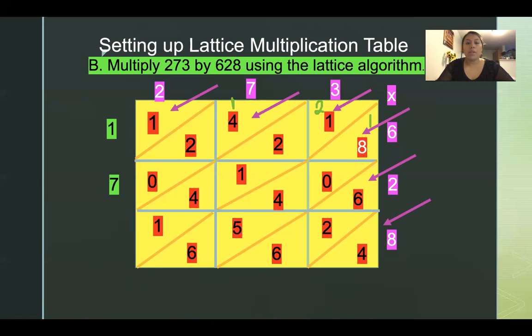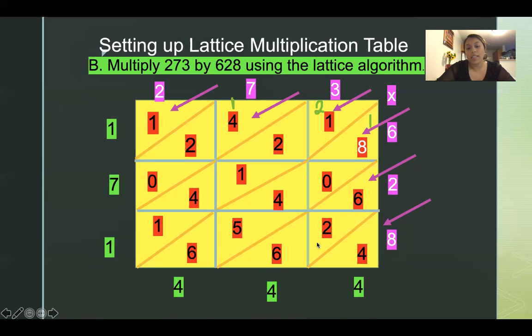2 plus 4 plus 1, 7. 1 plus 4 plus 1 plus 2 plus 1 plus 2 is 4. 6 plus 5 plus 4 plus 0 plus 8, and our carried 1, and we work it all the way down, getting a grand total of 171,444.